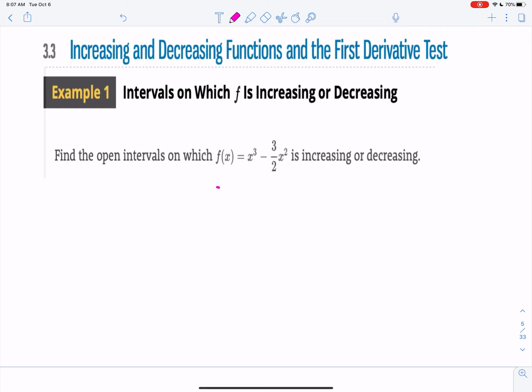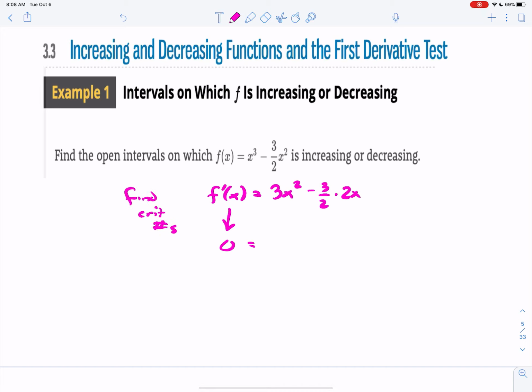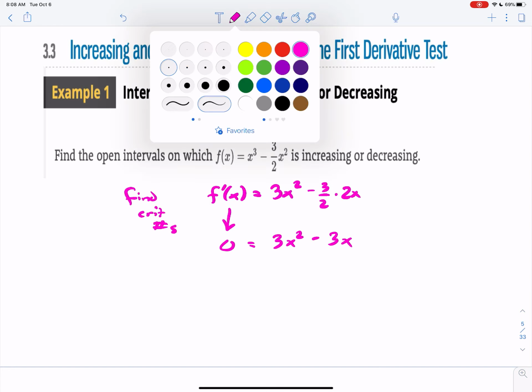So here we go. The derivative here is just 3x squared minus 3/2 times 2x. And we're going to set that equal to 0. So our first step is to find critical numbers. So here we have 3x squared. If I clean that up, that'll be 3x because the 2's reduce out.